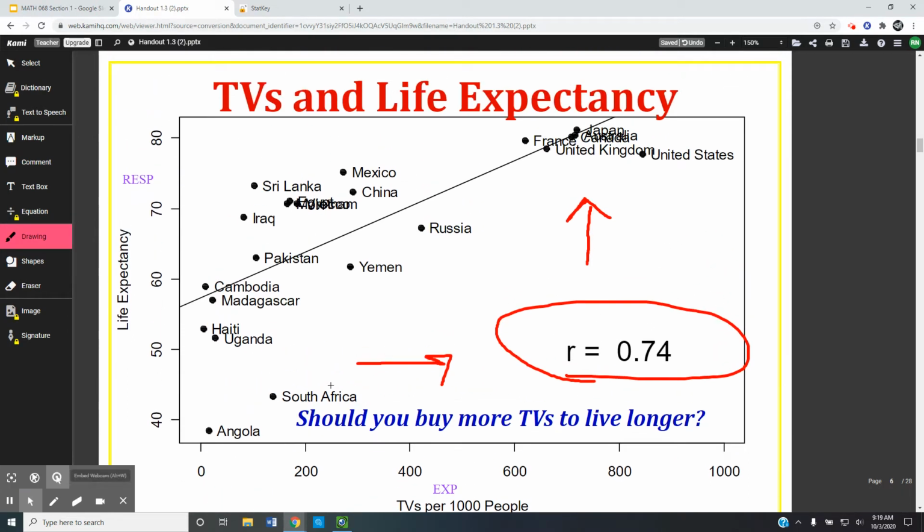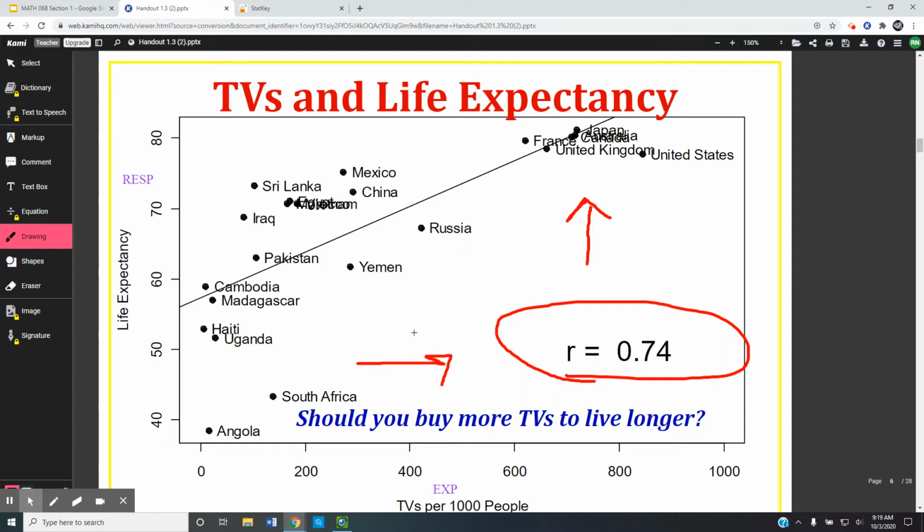Well, this is clearly an association, okay? And this is associated data, and it's going uphill, and it's trending in a linear pattern, and all those kinds of things we'll talk about later. But it doesn't necessarily cause anything. And I think we're all intelligent enough to know that buying more TVs doesn't make us live longer.